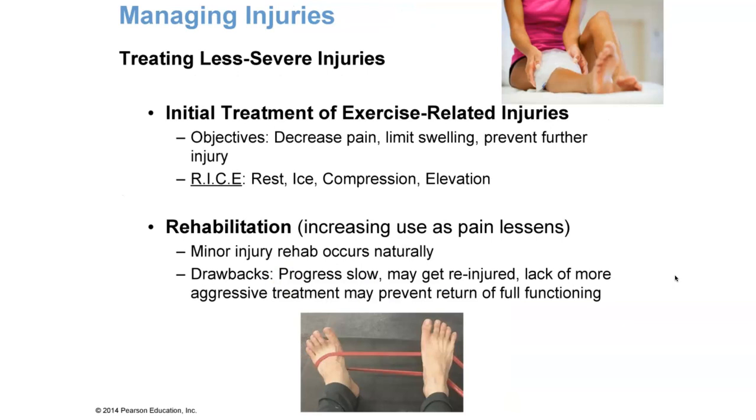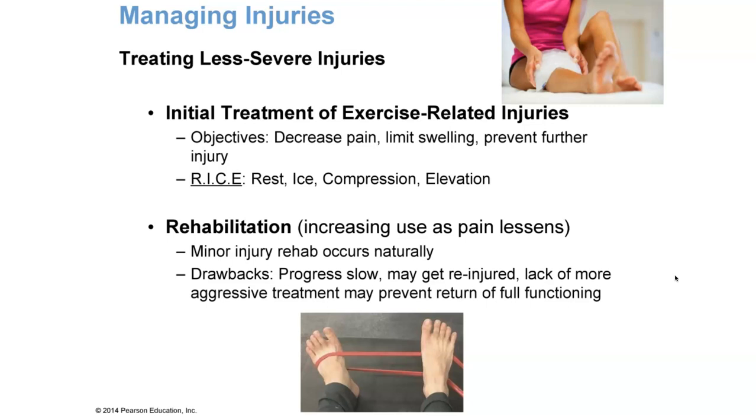All right, so now that we talked about all these injuries, now we're going to talk about how to treat them. So treating less severe injuries, these are the ones that you may have to go to the doctor for, or you may not have to, depending upon the severity of them. So initial treatment of exercise-related injuries, your objectives are this.